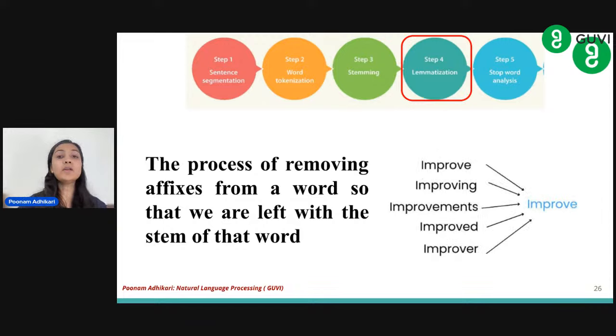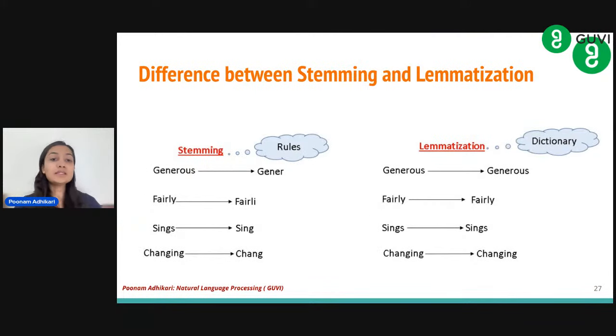On the other hand, we have another method called lemmatization, that also converts the word into its root form. But it is dictionary based, where we know what the possible English words are, and we try to replace the given words using that dictionary. Improve, improving, improvements, improved or improver is going to convert to improve. Now the next thing is, what is the difference? First, stemming is rule based, as I have specified, right? Fairly is going to become fairli, like ly is going to be converted into li, s from the end is going to be deducted, ing is going to be deducted.